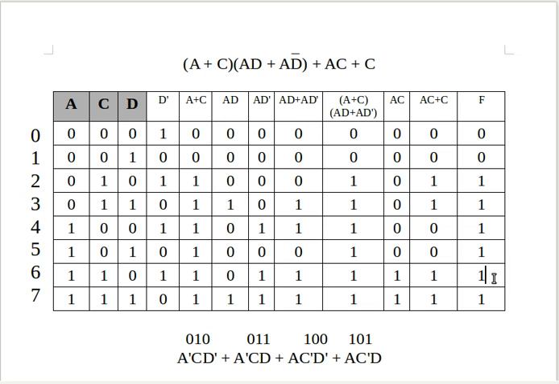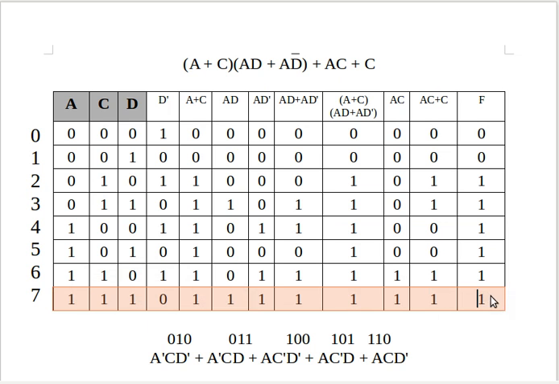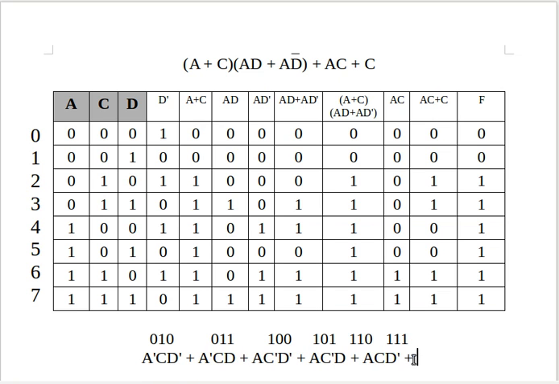Now I'll do this one, A C D naught. I'll write it all A C D naught. And now I'll do the last one, which is ACD. So I'm gonna have 1 2 3 1 1 1, and here I'm gonna have or ACD.